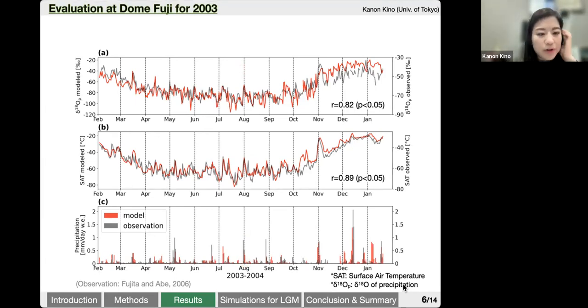And another point here is our model reproduced the seasonality of the amplitude of daily signals. So it means that during the austral winter, the amplitude of daily signal is about 10 degrees, or 10 per mil in isotope and temperatures. On the other hand, during the austral summer, they are less amplified.